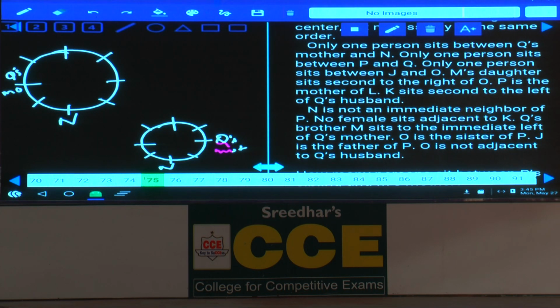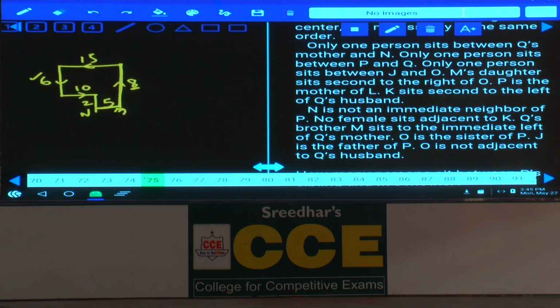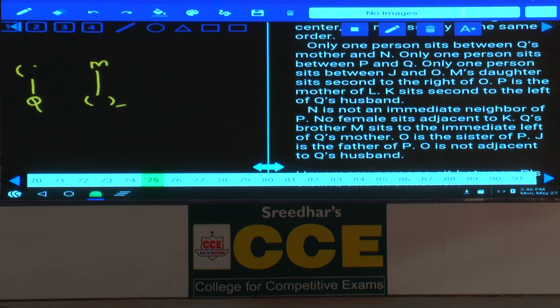Now M is here, and M is having a daughter, isn't it? M's daughter sits second to the right of O. And only one person sits between Q's mother and N. Q is having a mother. Only one person between P and Q. Only one person sits between J and O. M is having a daughter and sits second to the right of O.